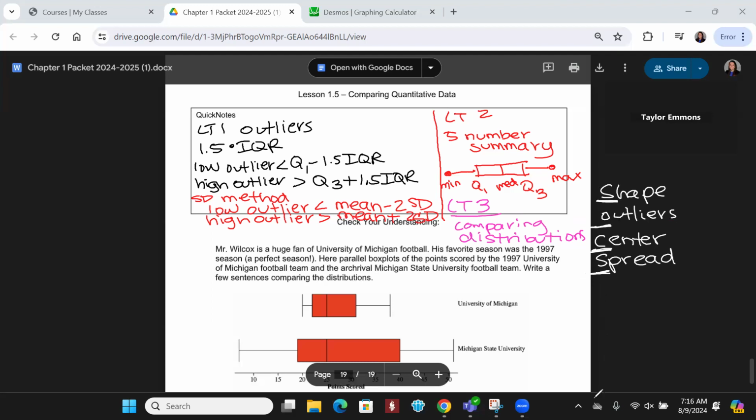Whenever you compare distributions, you want to talk about these 4 things. Okay. And then you want to mention the context and really use comparative language. Less. So whenever you do this, you want to make sure that you compare all those things, put it in context, and then compare which one had more, greater than, less than, etc.